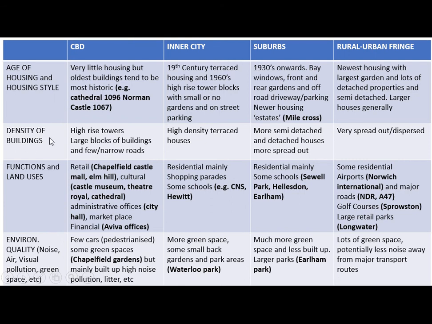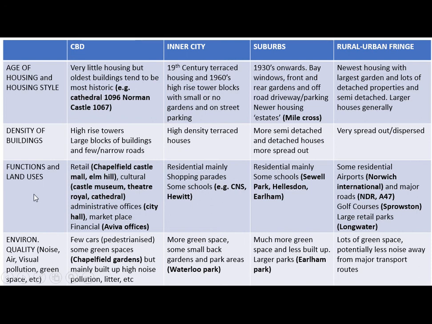How closely packed the buildings are together, so the density of the buildings, and again, summary. The types of land use or functions that you would find there. So retail, admin, whatever might be there, residential. Again, summary there. And what the environmental quality would be like in those areas. So the noise pollution, air pollution, visual pollution, how much green space there is. So again, I've summarised that for you there.